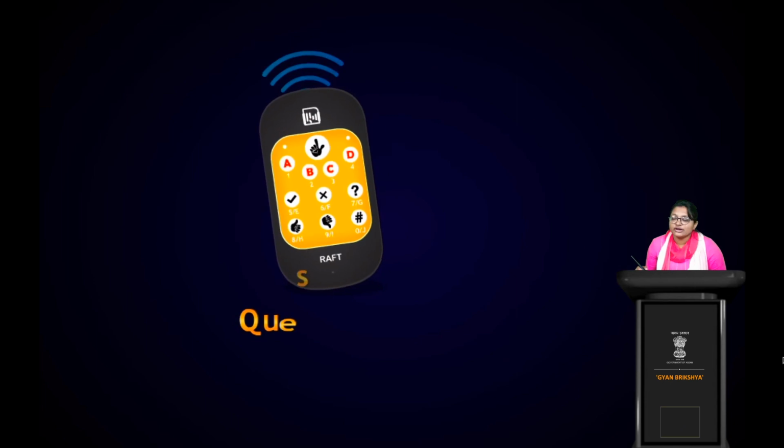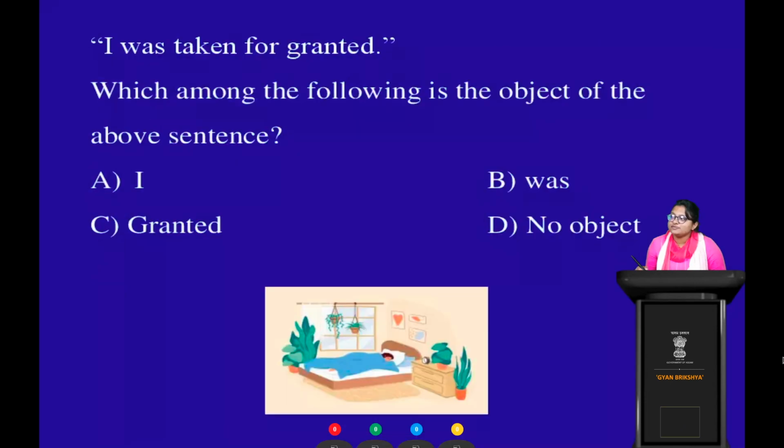Before looking at the examples, let's take up this particular question: I was taken for granted. Which among the following is the object of the above sentence? You have a sentence here, this is the sentence: I was taken for granted. So out of the four options given here, you have to select which particular option is the object of this sentence. বোঝা গেল? Is that clear?